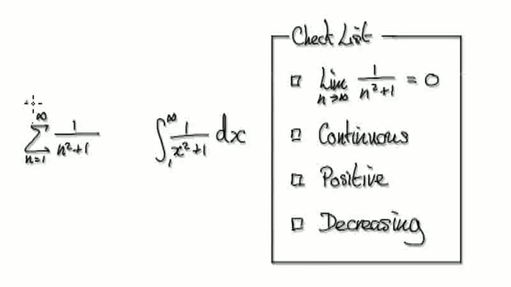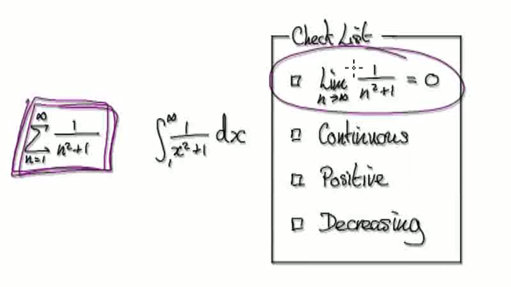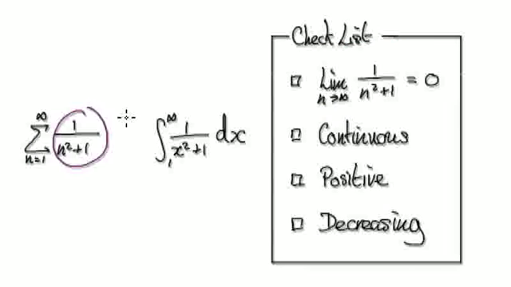But before we do that, if we want to decide whether or not this thing will converge or if it will diverge, the first thing we should do is check this. Make sure that the limit of this heads towards 0. So as n tends to infinity, make sure the limit heads towards 0.